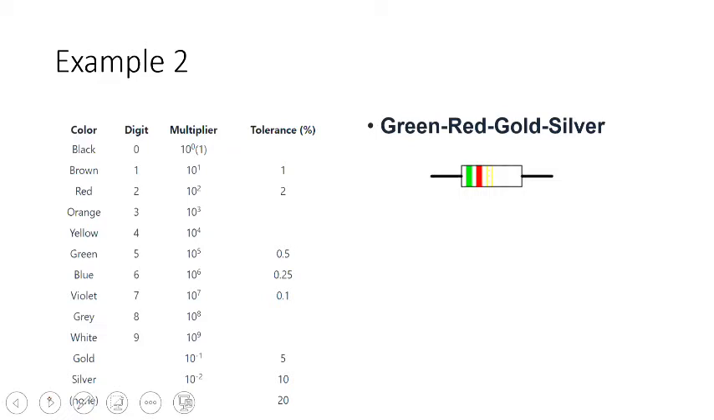Now let us consider another example. Before telling you the solution of this, I would like to request you to kindly pause the video for a few seconds and try the solution for yourself.